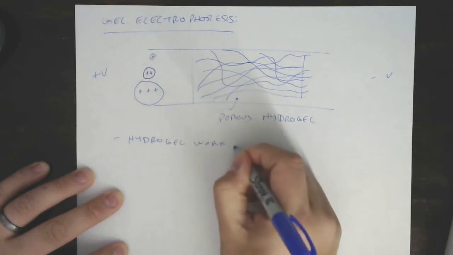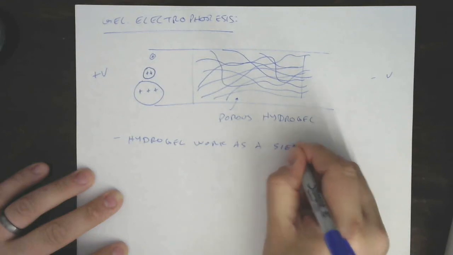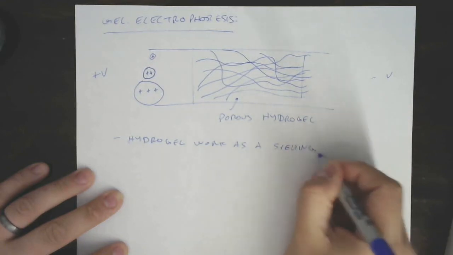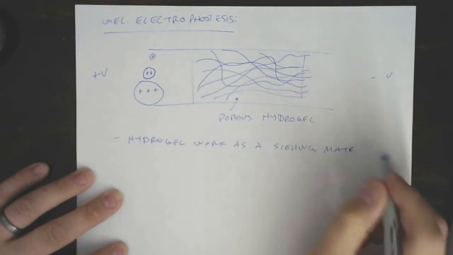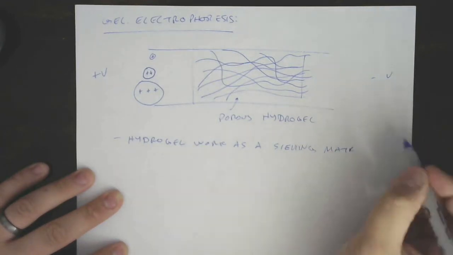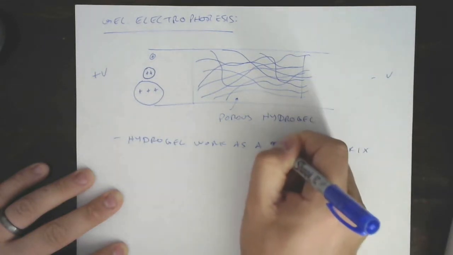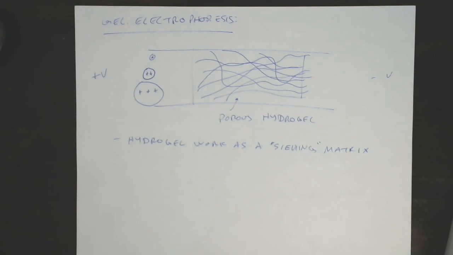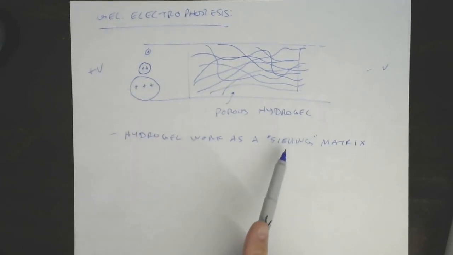Okay, so the hydrogel works as a sieving matrix. I hope I'm going to spell this right, I think it's I before E. I think it might be E before I in this case, but whatever, you guys can spell check me on this one. Sieving matrix. Okay, so what is a sieve? You might be familiar with this terminology, you might not. A sieve is, if you've ever seen old-timey movies of someone panning for gold in a river, right?